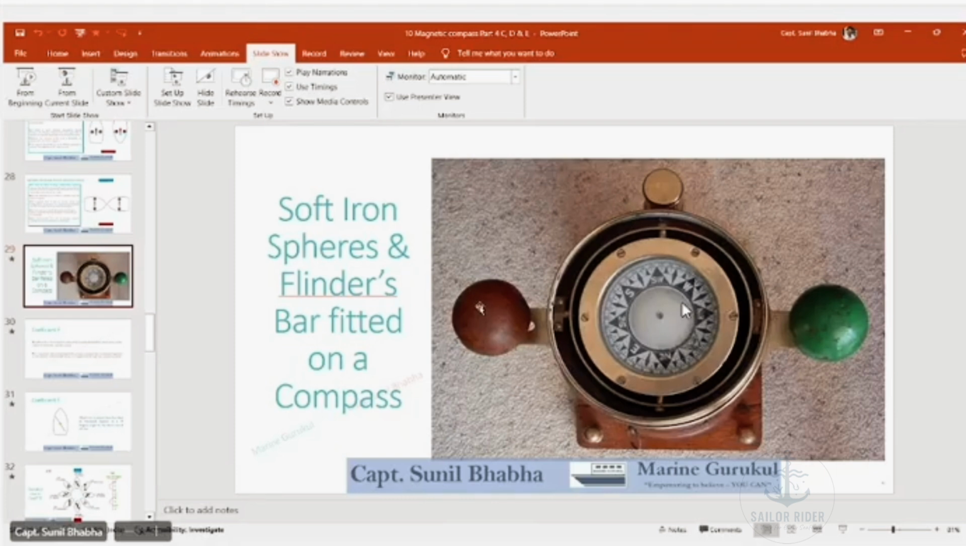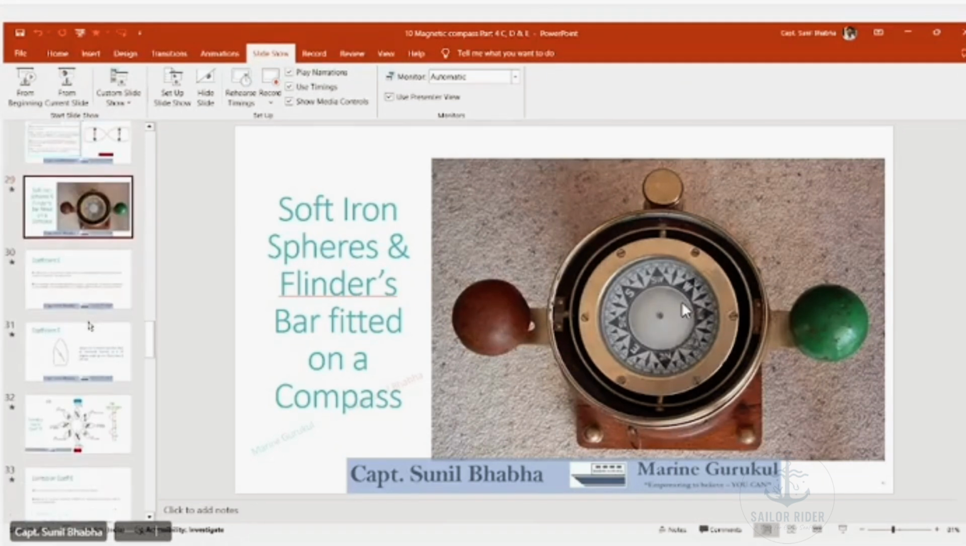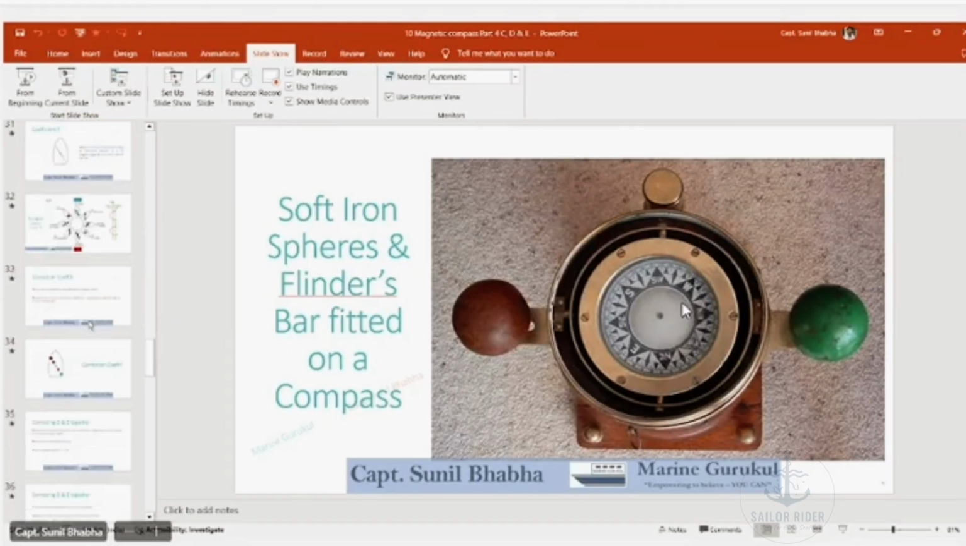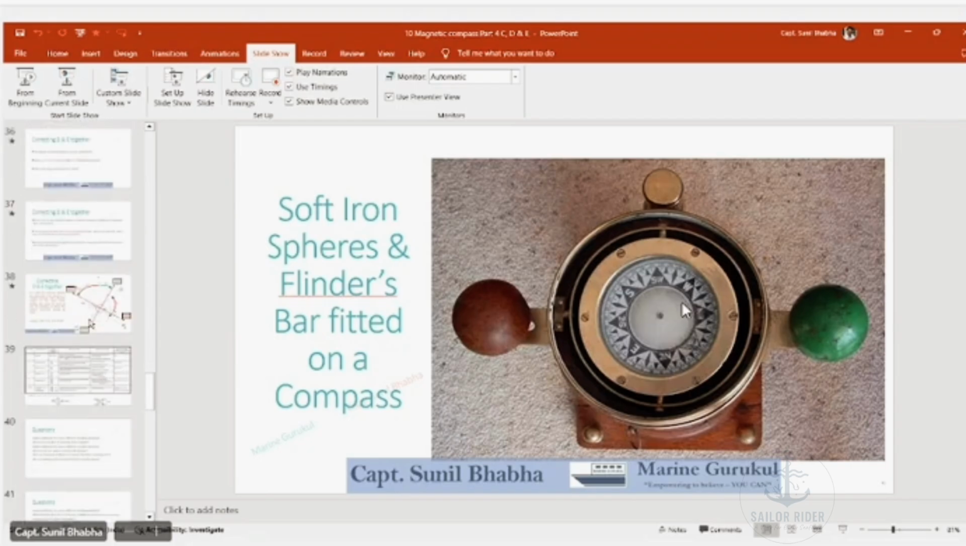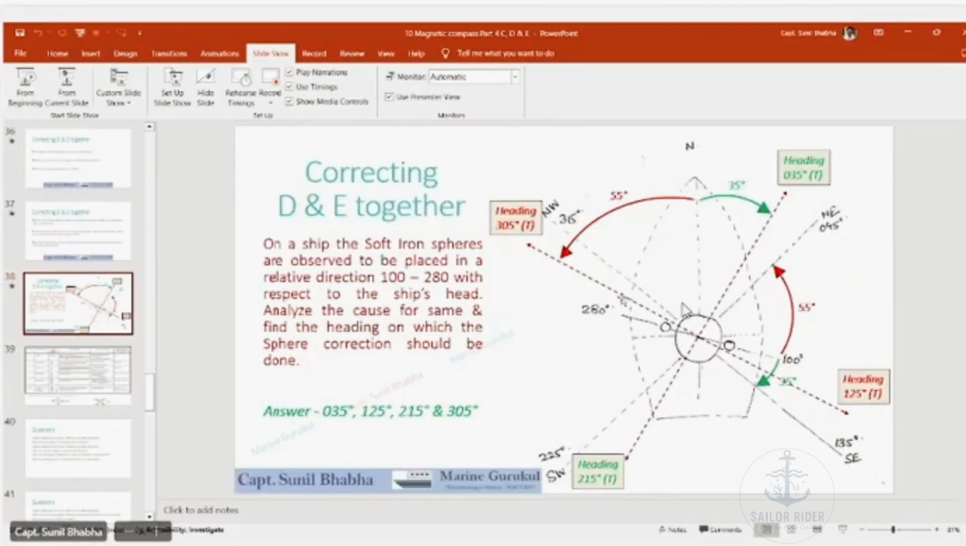Very good beta, great. And tell me, beta, any other doubts coming? Okay beta, great. So this was delta and echo combined correction, and this was a typical question which comes in our exams related to this delta and echo combined correction. So great. Now we have done the coefficients beta. Now I'm taking you to the heeling error correction. So let's go beta. I'm changing the presentation now.